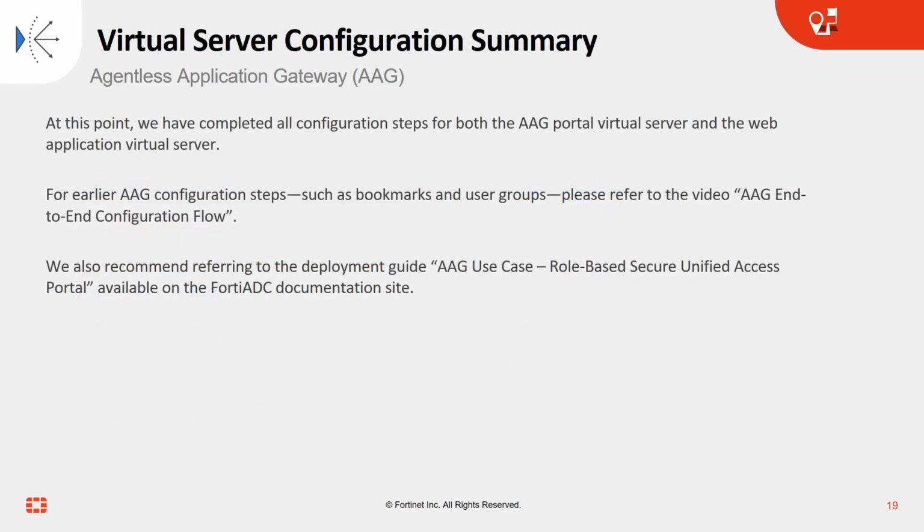At this point, we have completed all configuration steps for both the AAG portal virtual server and the web application virtual server. For earlier AAG configuration steps, such as bookmarks and user groups, please refer to the video AAG end-to-end configuration flow. We also recommend referring to the deployment guide AAG use case, role-based secure unified access portal, available on the FortiADC documentation site.